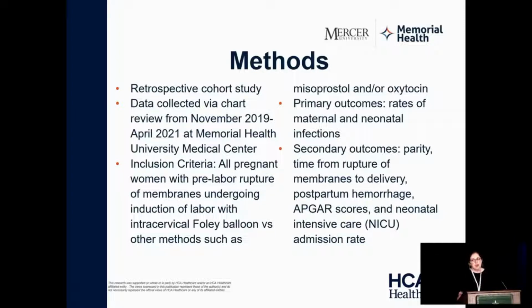My primary outcomes were rates of maternal infections, so chorioamnionitis and endometritis, as well as neonatal infections, such as neonatal sepsis. My secondary outcomes looked at parity, time from rupture of membranes until ultimate delivery, APGAR scores, and NICU admission rate, as well as postpartum hemorrhage.